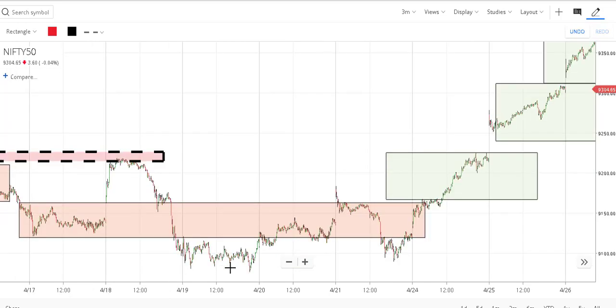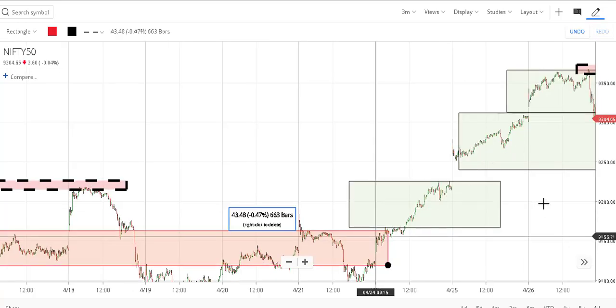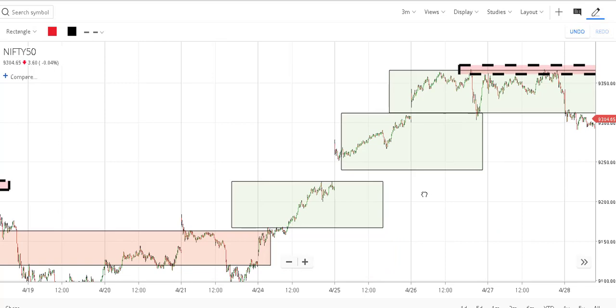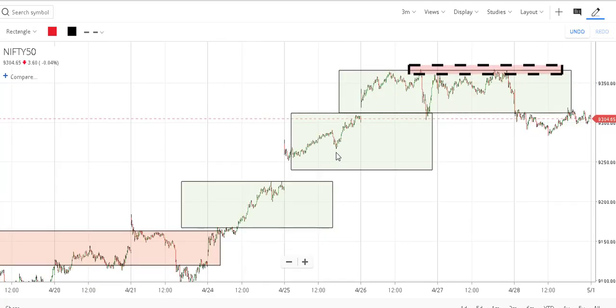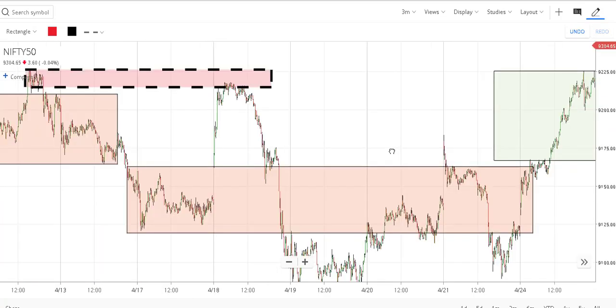So once the prices got accepted in the new range, I will look to go long here, go long here, go long here. Okay, that is with respect to the ranges.